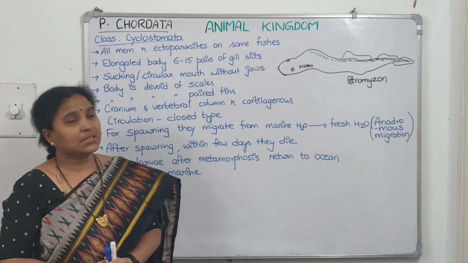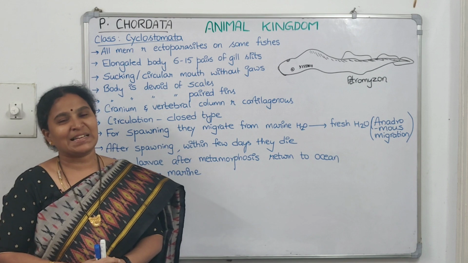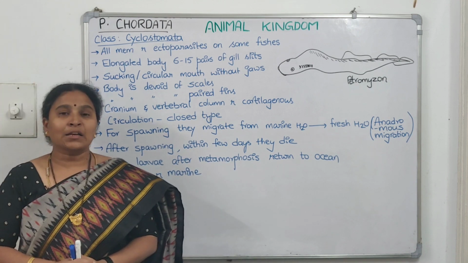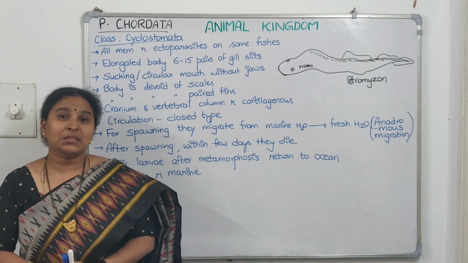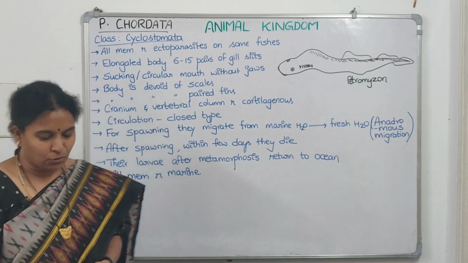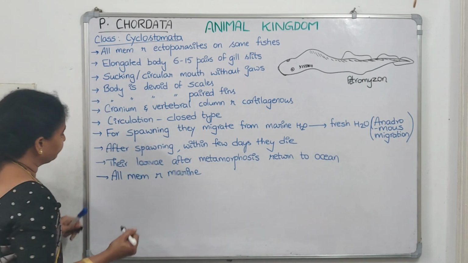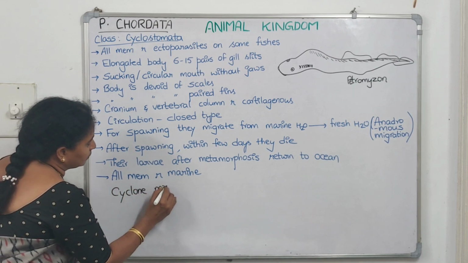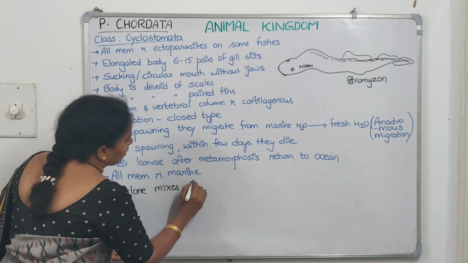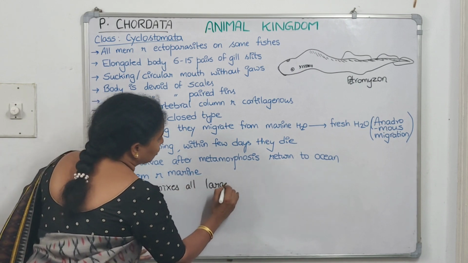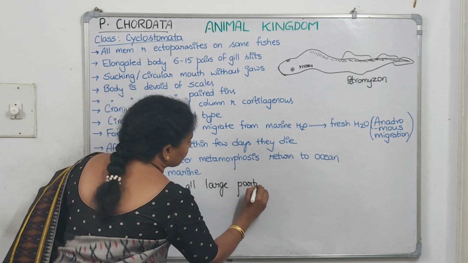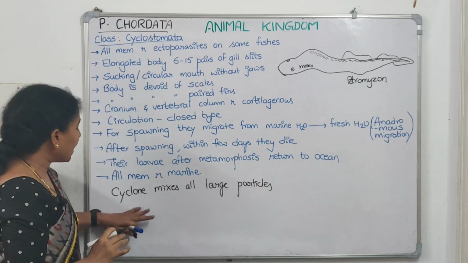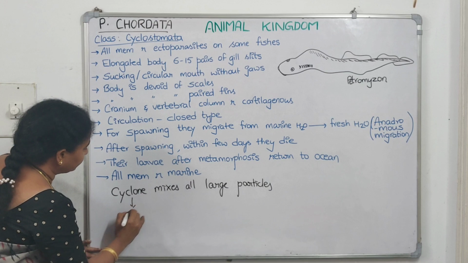So for the examples of cyclostomes, how do you remember them? Cyclone, if you remember, when it comes, it mixes all large particles. This is the code. Cyclone mixes all large particles. Cyclostomata means cyclone, you have to remember.